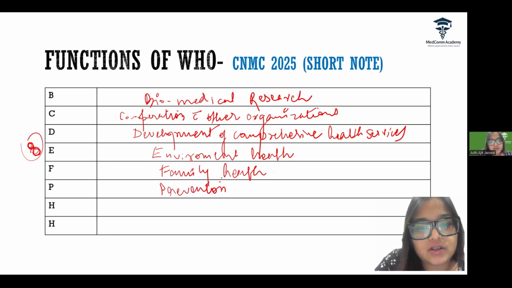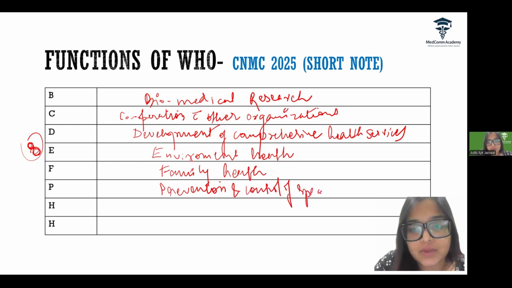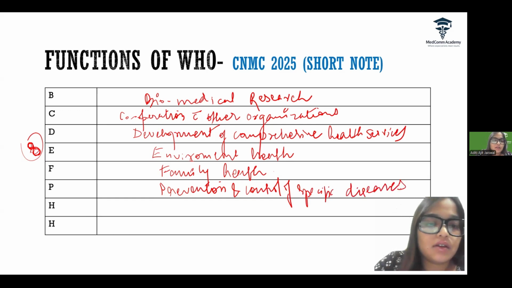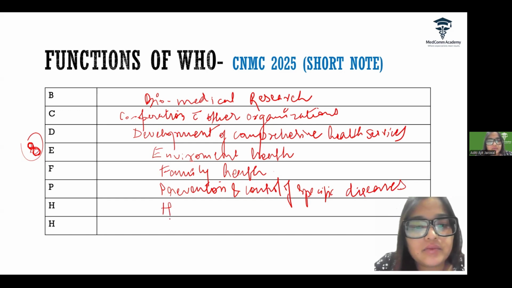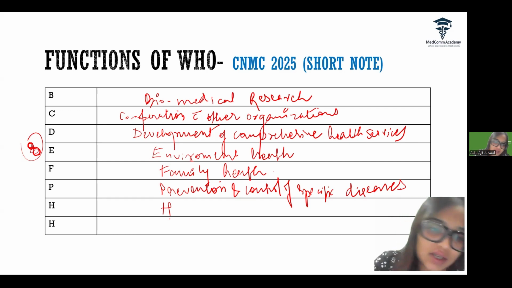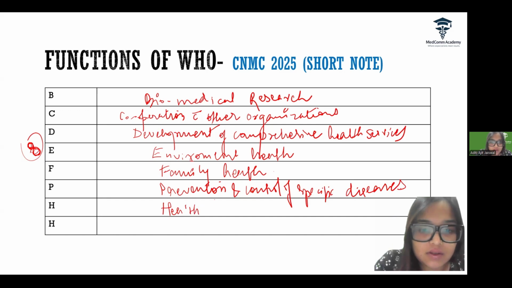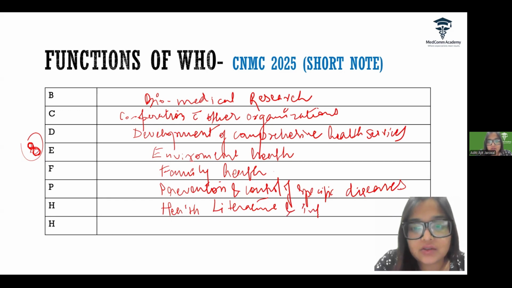P for prevention and control of specific diseases. And H for? We were discussing the broad areas of work of WHO. Health literature. Yes, health literature. And one more H. Health statistics.